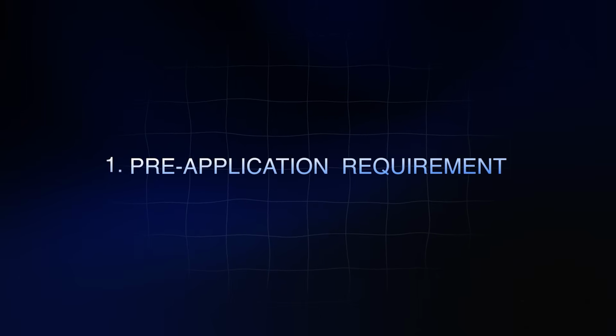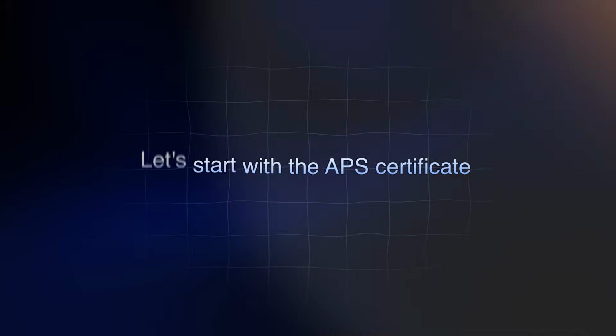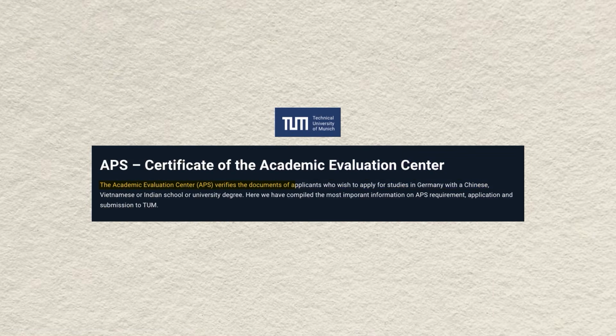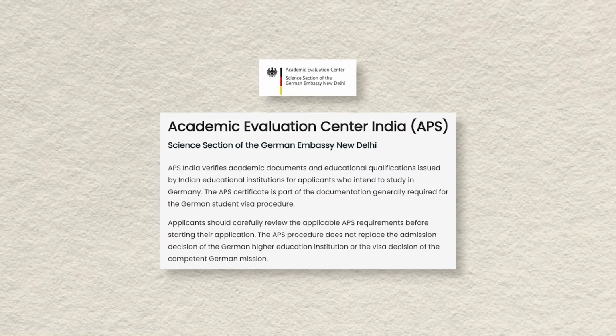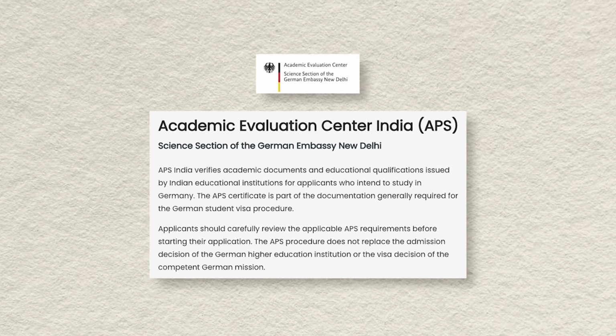So block number 1, the pre-application requirements. So let's start with the APS certificate. Without this, you cannot file your German student visa. It's an academic verification process where your prior education is verified by this German organization even before the embassy sees them. But this is where the latest update has changed things.